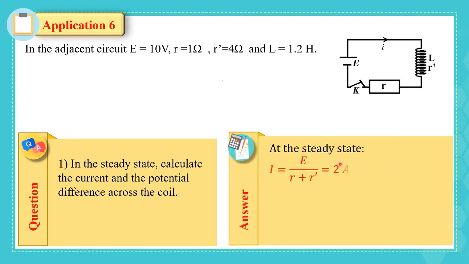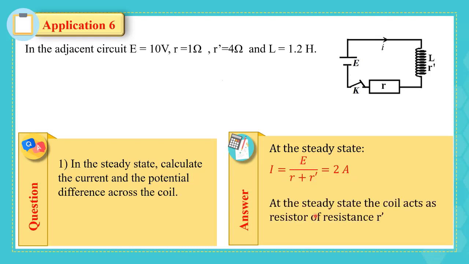At the steady state, we know that I is constant and is equal to E over R total. So I equals E over R plus R prime, which equals 2 amperes. At the steady state, of course, the coil acts as a resistor of resistance R prime, since the current is constant and di over dt equals 0. So the voltage of the coil will be equal to R prime times I maximum, equal to 2 times 4, equal to 8 volts.